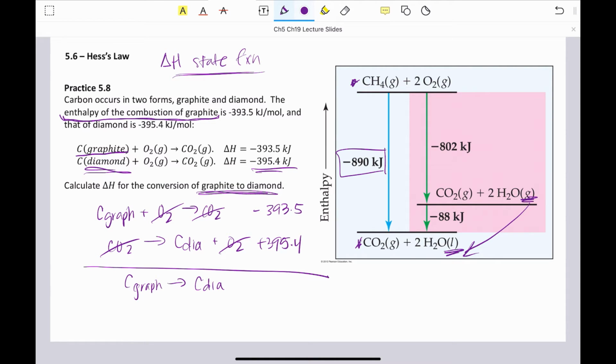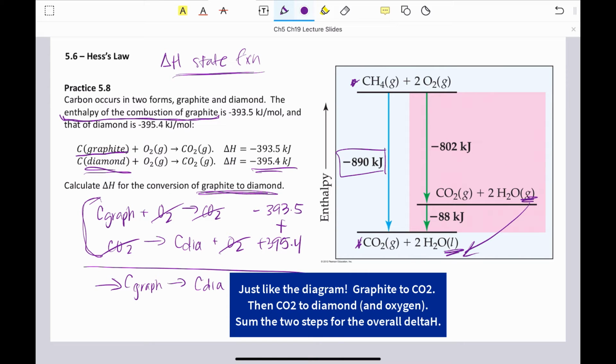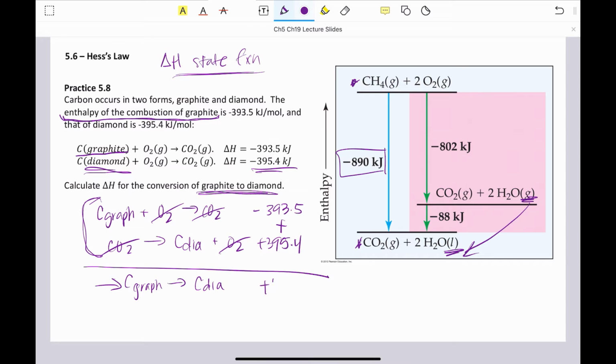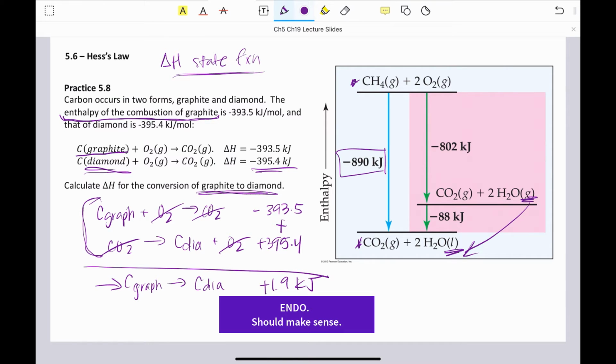So I have taken this one-step process and used these 2 steps to come up with its overall energy. What that means is I'm just going to sum these 2 values. I'm going to take negative 393.5 plus positive 395.4, which will give me a positive 1.9 kilojoules for the delta H for this process. Does that make sense?